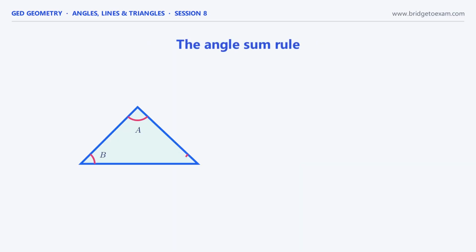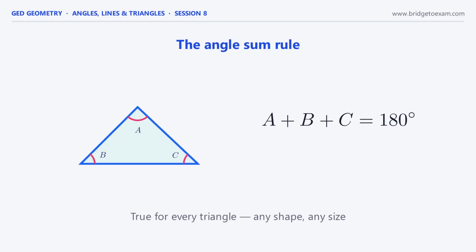Here is the rule. For any triangle, the three interior angles, angle A, angle B, and angle C, always add up to exactly 180 degrees. It doesn't matter if the triangle is tall, wide, tilted, or tiny. The sum is always 180. Commit this to memory. A plus B plus C equals 180.